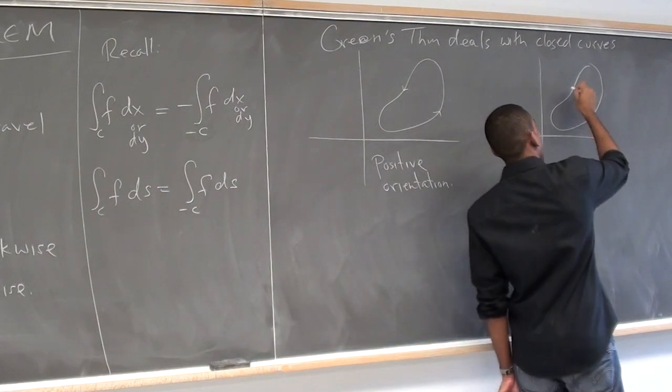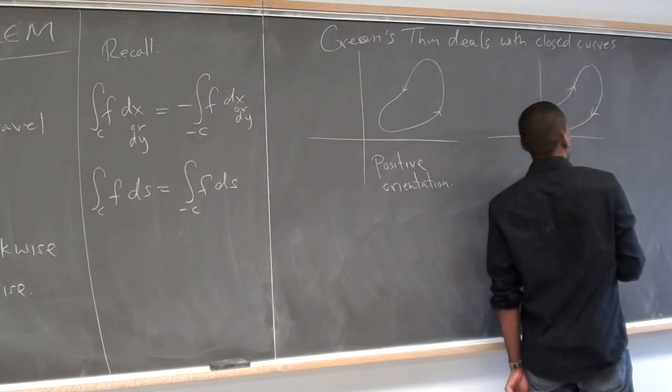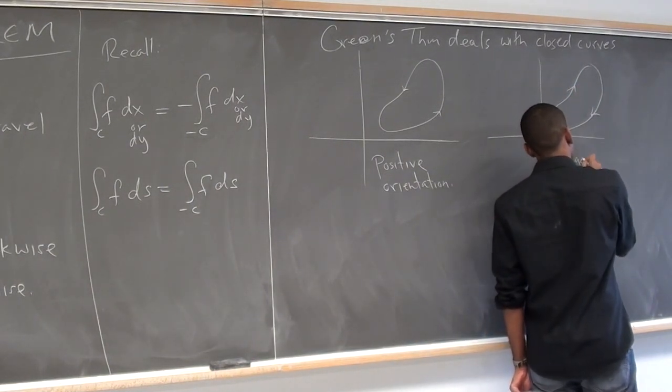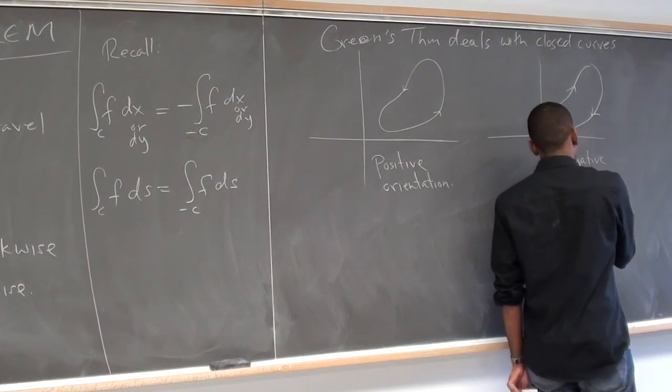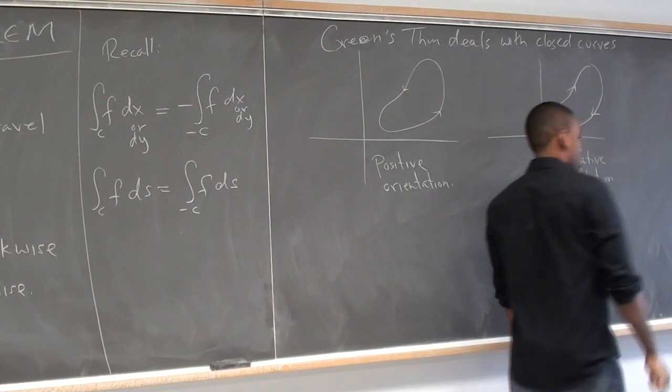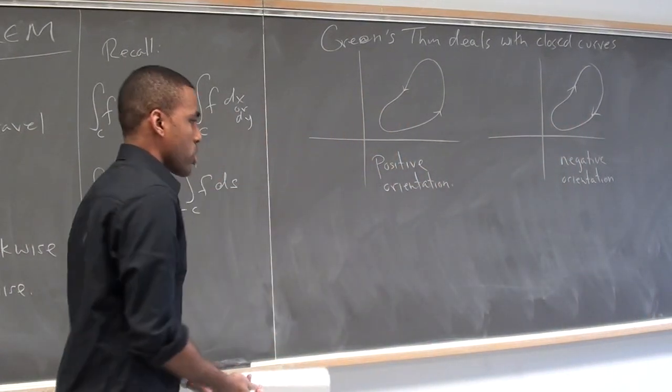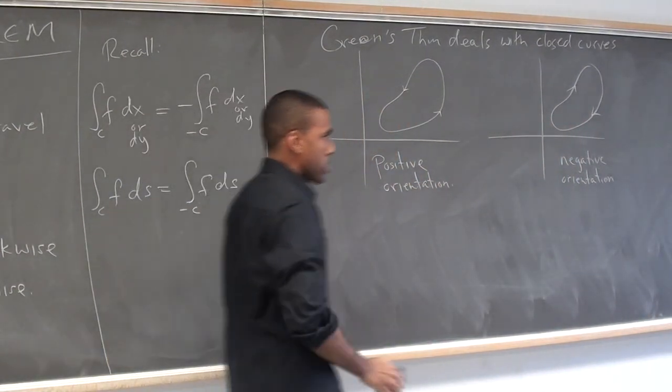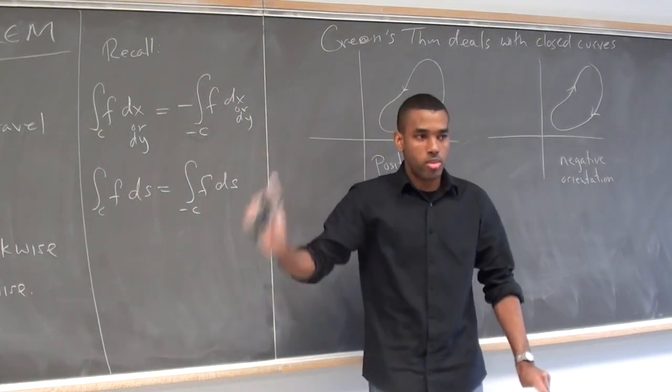Right? You're going around in this direction, we say that's negative orientation. So keep that in mind. For Green's theorem, orientation matters. So all this is always in the back of your mind, okay?